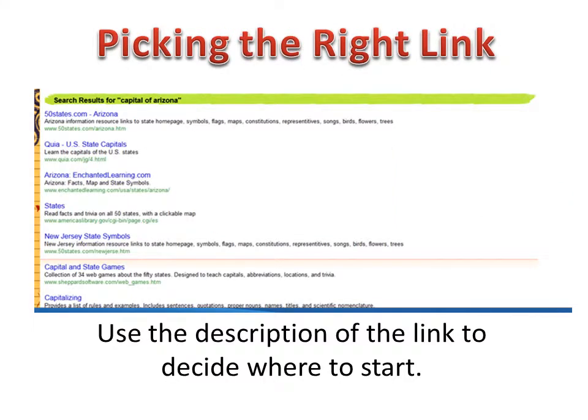Next, once you've come across some links that you might have the answer for you, it's important to try to pick the right link. I'm going to use the description of the link to decide where to start. So here's what I'm looking for. I'm looking for the capital of Arizona. So let's look here. Oh, here's a good one. Underneath it says Arizona facts, map, and state capitals. That sounds pretty good. I'd probably start with that one.